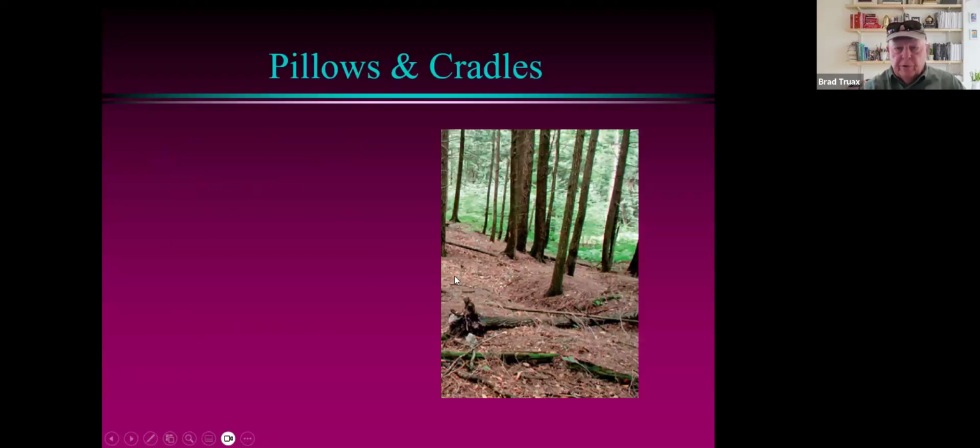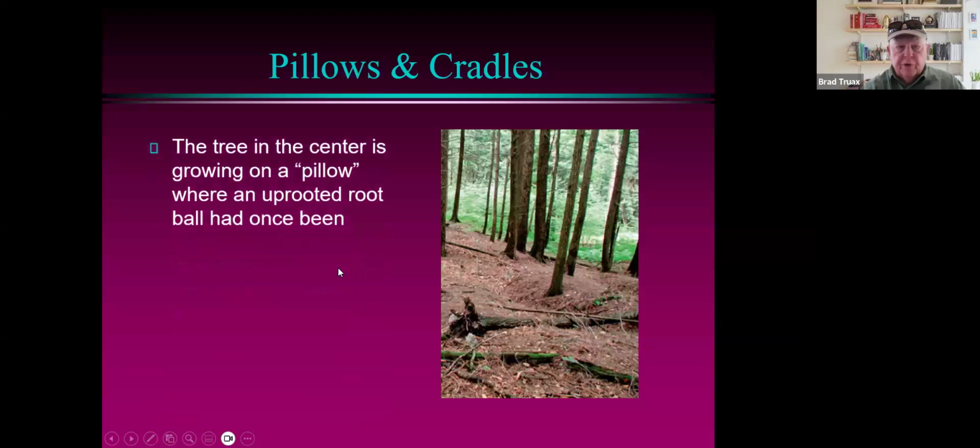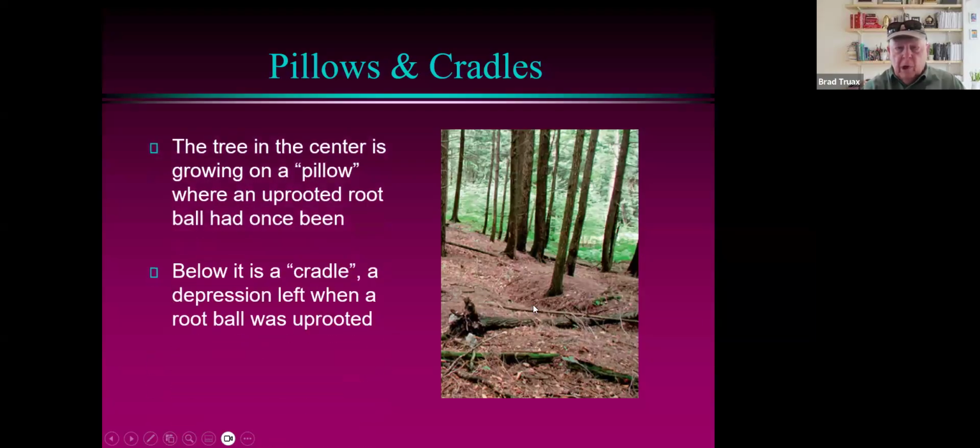And this is showing pillows and cradles. Here, what you can see is this tree in the center is actually growing up on a pillow where an uprooted root ball used to be. And below it is a depression that's called the cradle.